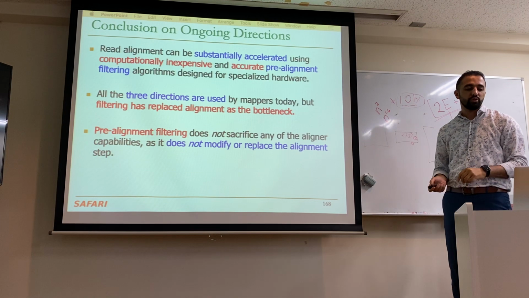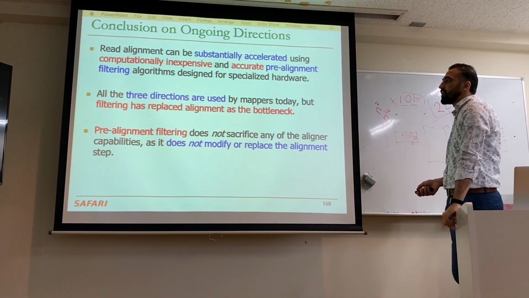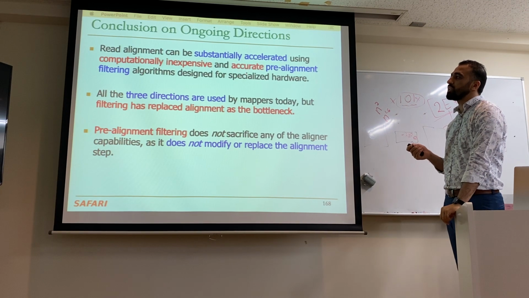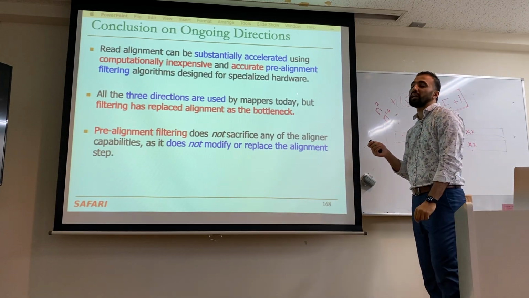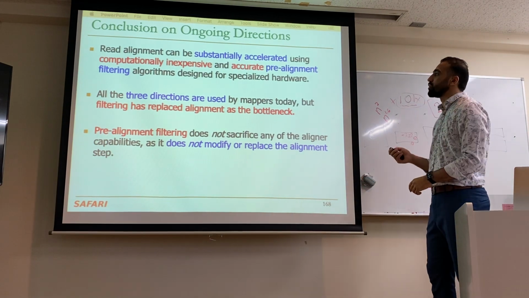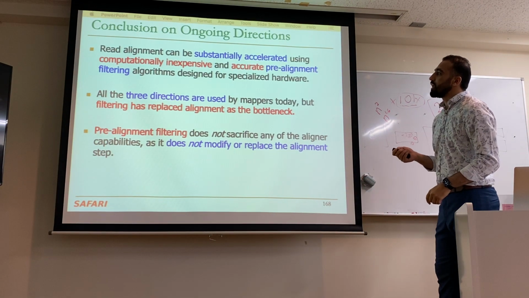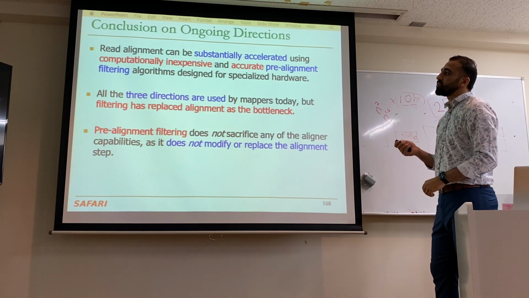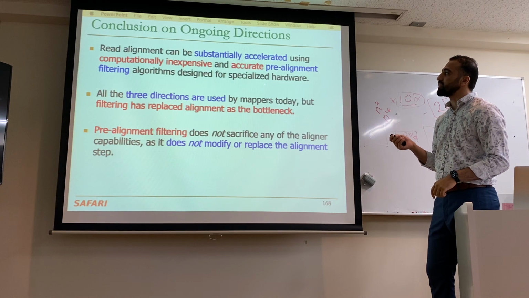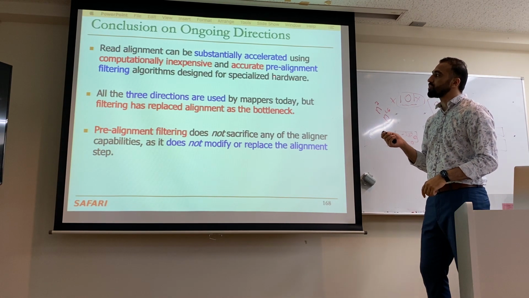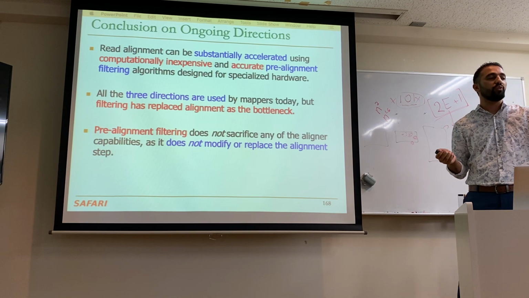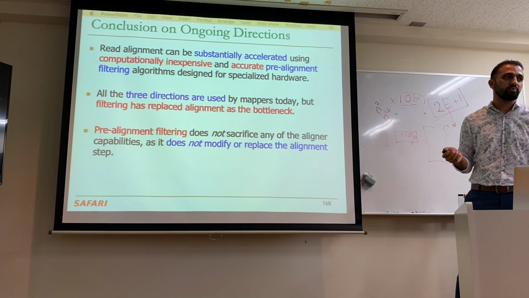Okay, so this is the conclusion for the three key directions. Read alignment can be substantially accelerated using computationally inexpensive and accurate pre-alignment filtering, and I presented many of them from our group and outside our group as recent work. And we would like really to have fast and accurate pre-alignment filtering designed for specialized hardware. And accurate pre-alignment doesn't mean 100% accurate, but at least we need zero false negatives. It's okay to have false positives.